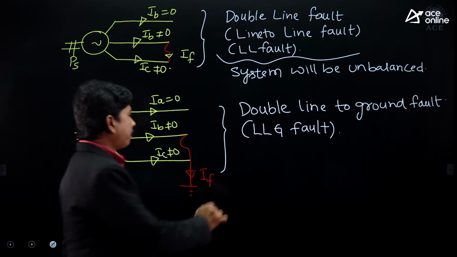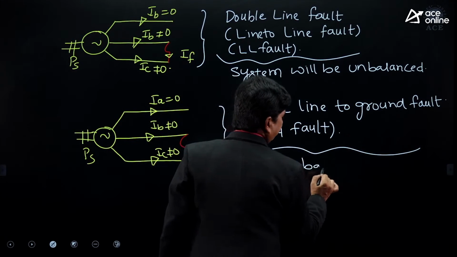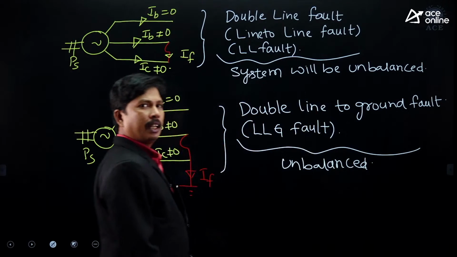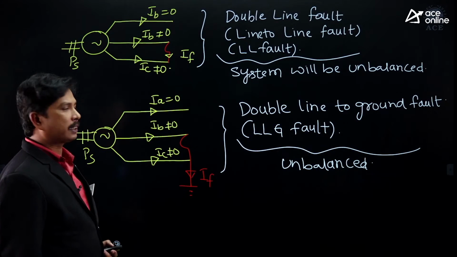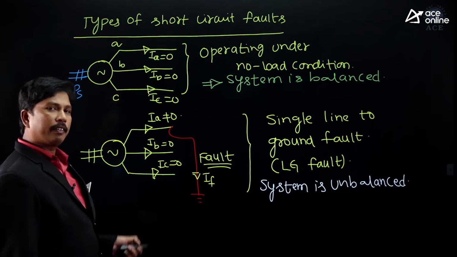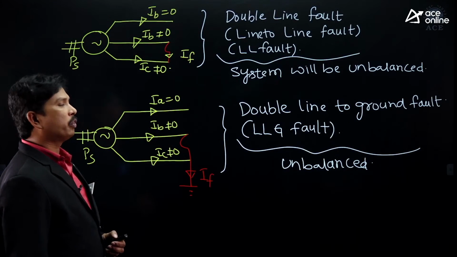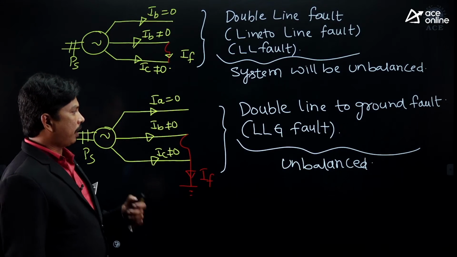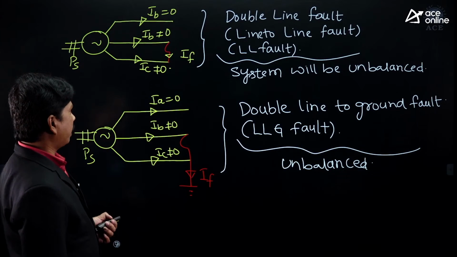Right? And because of this one also, the system will be unbalanced. Why? Because only two phases are involved in the fault, and here also only two phases are involved, and here only one phase is involved in the fault. If any one phase or any two phases are involved in the fault, we call that type of fault an unbalanced fault or an unsymmetrical fault.